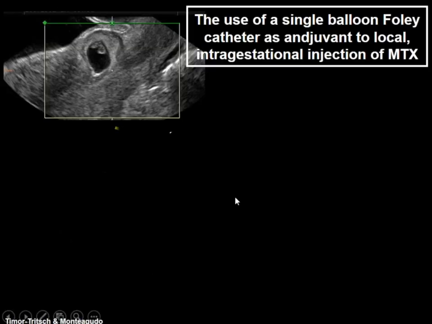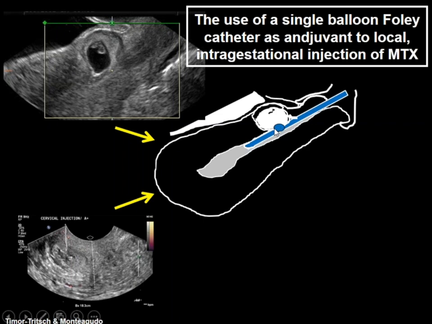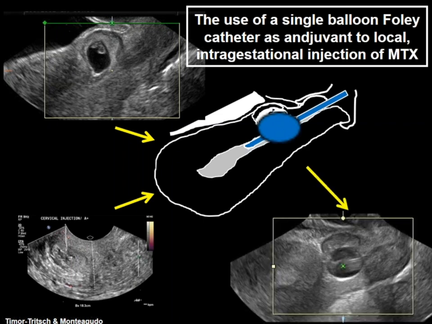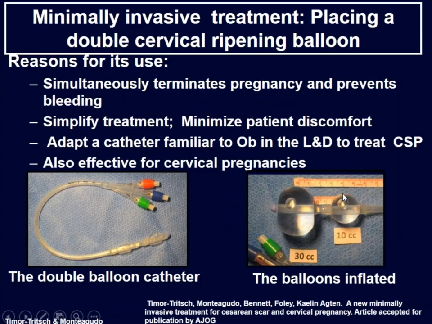The use of the single balloon is demonstrated on this slide, alone without injection, but the lower shows you the injection of this case. When the catheter is placed in proximity to the scar pregnancy, it is inflated, and the pressure of the balloon does the treatment or stops the bleeding or terminates the pregnancy. We lately use a double cervical ripening balloon catheter as a single invasive treatment. The reason for its use is that it is very simple.